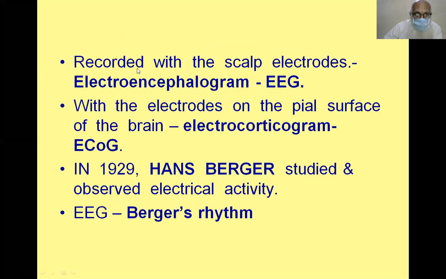So the recording is from the scalp electrodes. We call it electroencephalogram or EEG. And if at all you manage to record from the pial surface of the brain, then it is called electrocorticogram, from the cerebral cortex. Originally this was studied and observed by Hans Berger, so it is also called Berger's rhythm.